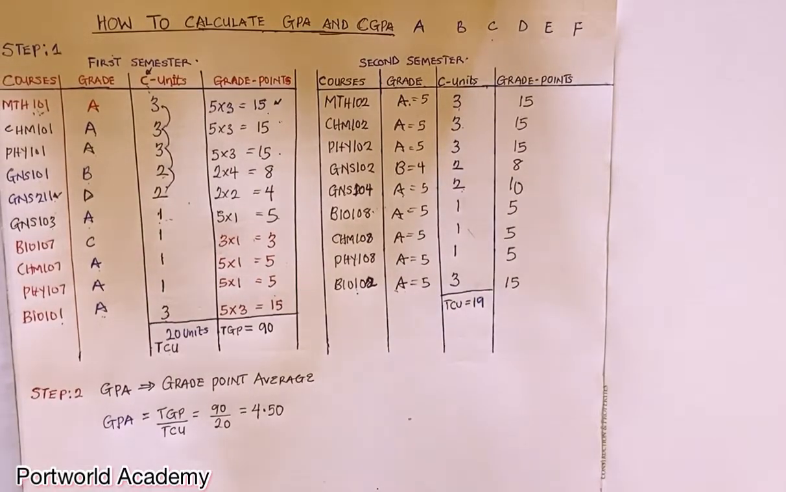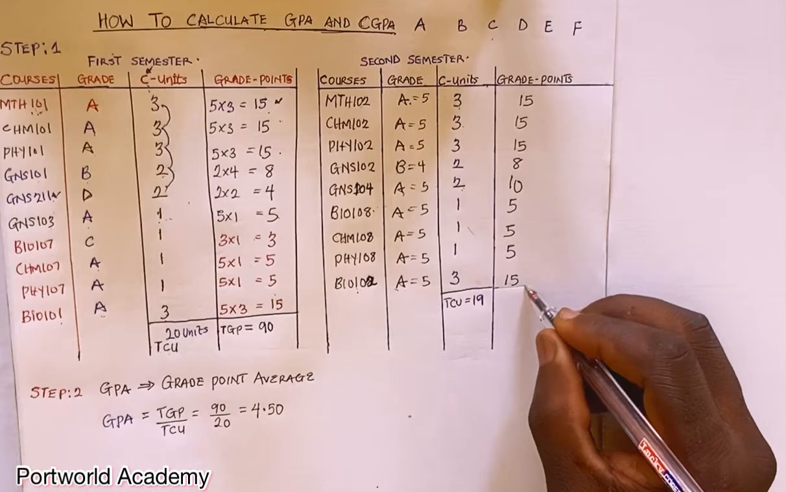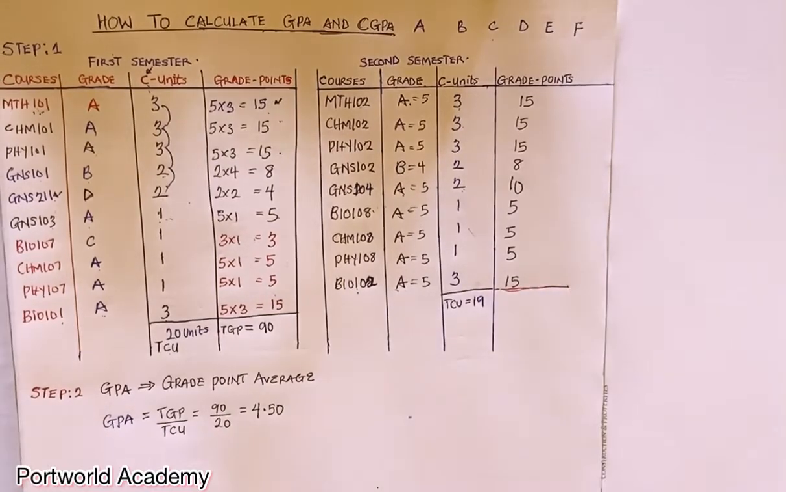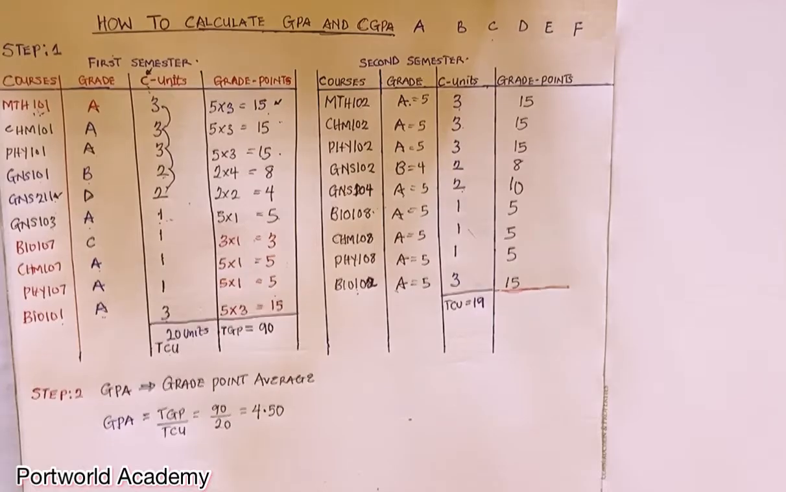Then let's move on. Let's go ahead and find the value of the grade points. So our grade point is going to be 15 plus 15, right? Plus again, 15 plus 8, then 8 plus 10 plus 5, right? Plus 5, right?